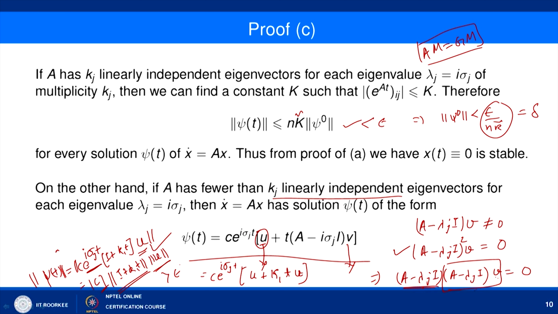So here we simply say that the 0 solution is not stable, and hence any solution of x dash equal to A x is not a stable solution. Now, here we have discussed one more definition, which says how we define asymptotically stable.